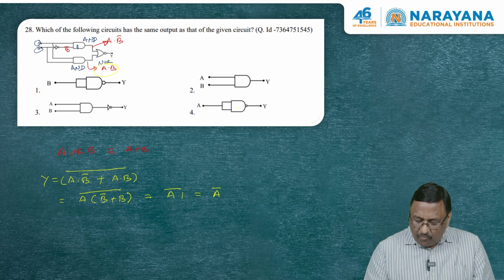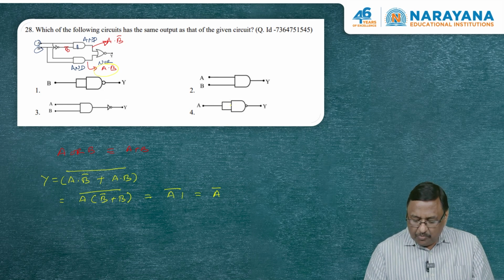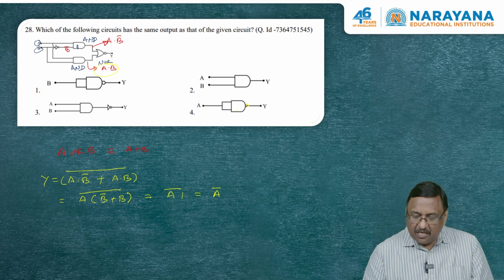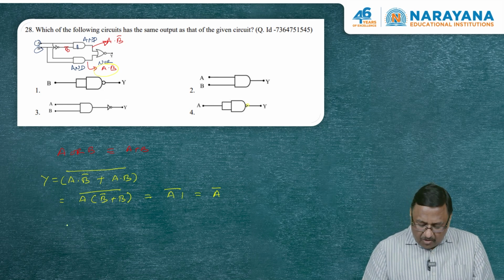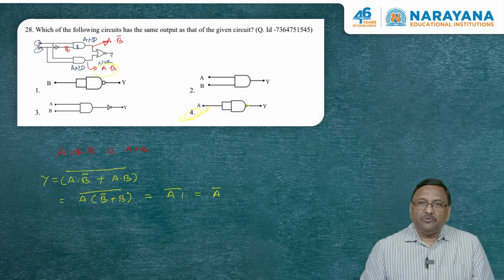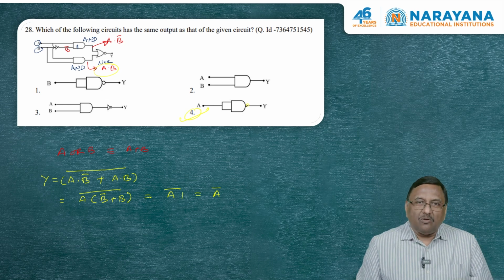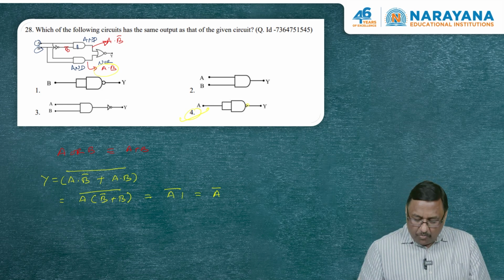And you know, whenever the two inputs of the gate are the same and there is a NOT gate, that means it is indicating your NOT. So what is this now? So I can say this option 4 is the right option. So here for this question, option 4 is the right answer. That is also a very simple question if we use De Morgan's properly.